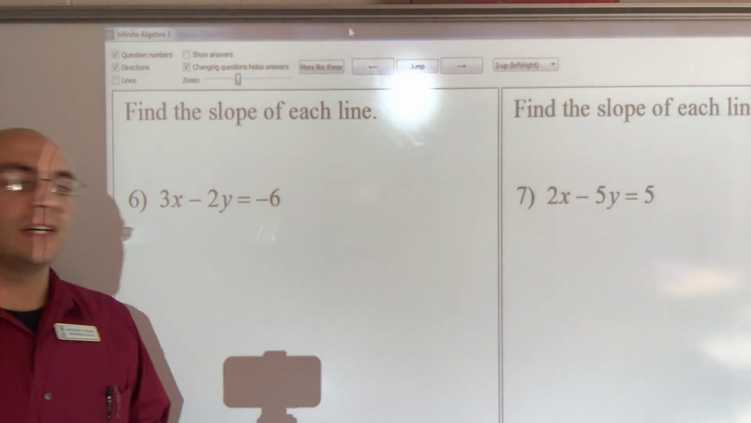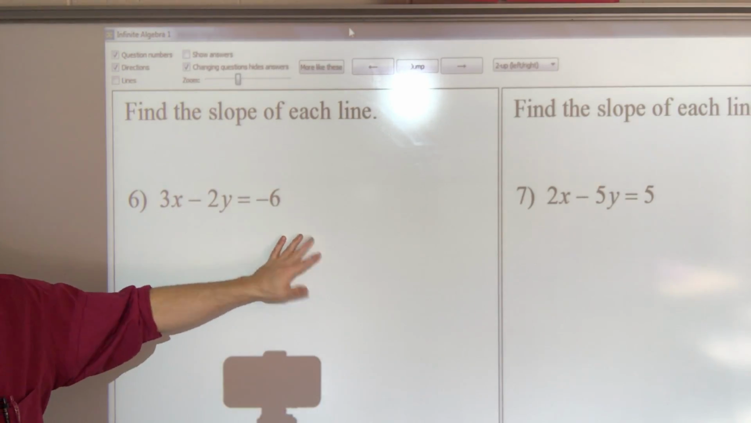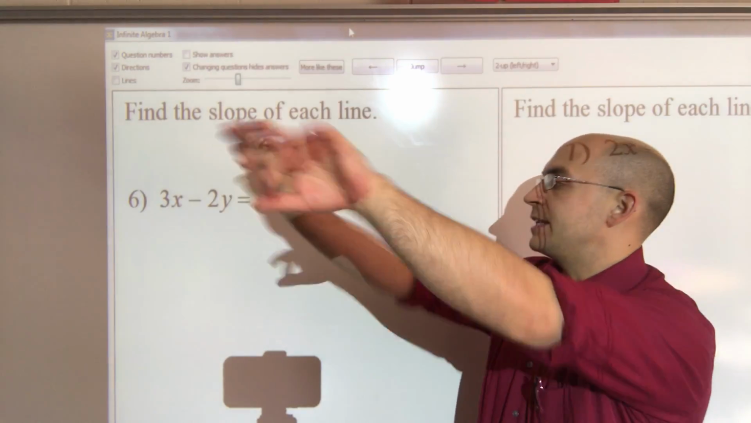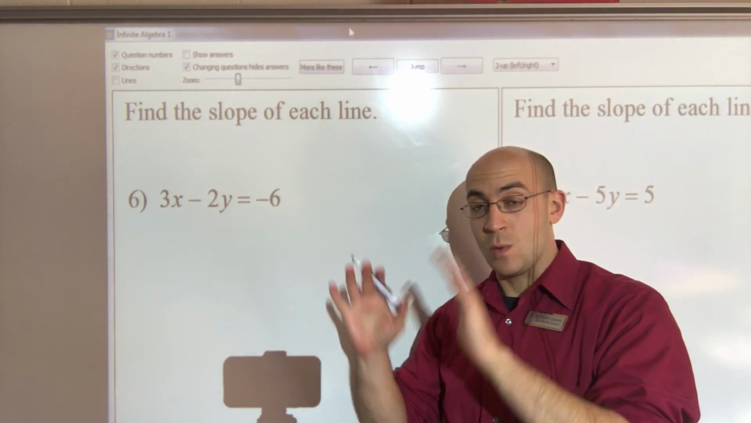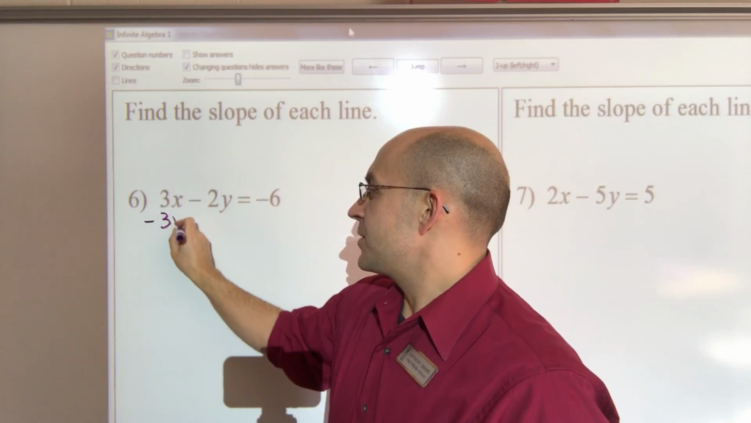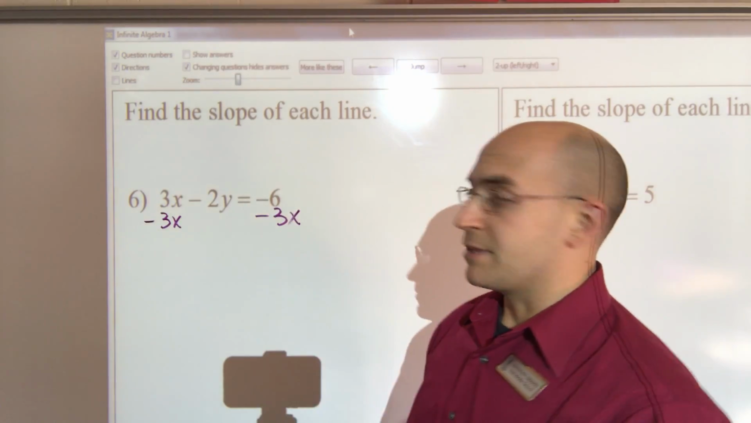To find the slope of this line, though, I have to put this into slope-intercept form. In fact, the test tomorrow is going to ask you to do that anyway. So first thing I need to understand is that I need to isolate y. I'm going to get y by itself. First step is always going to be the same. Get rid of the x term, and in this case, I'm subtracting 3x on both sides.